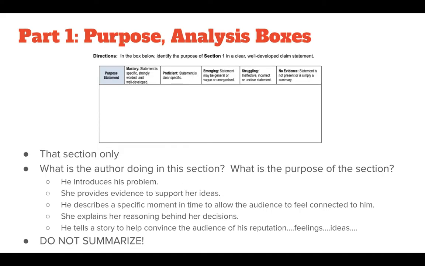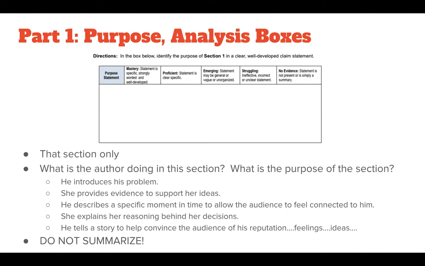Next one, you get the different sections. In this final exam, there are 3 different sections. So the first section, overall purpose of that section. This is the purpose of that section only. It is not a SOAPSTone statement. The only place you do that is the overall purpose. This is just explaining what the author is doing in the section and what the purpose of the section is.